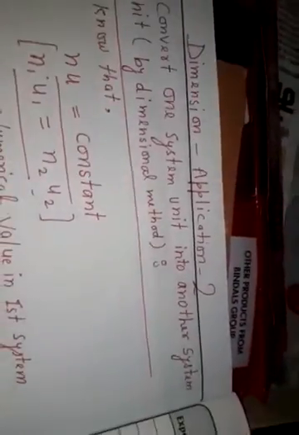Today we explain the dimension of application. Now, we discuss the second application of dimensions: to convert one system of unit into another system of unit. Okay, now we start. To convert one system of unit into another system of unit by the dimensional method.